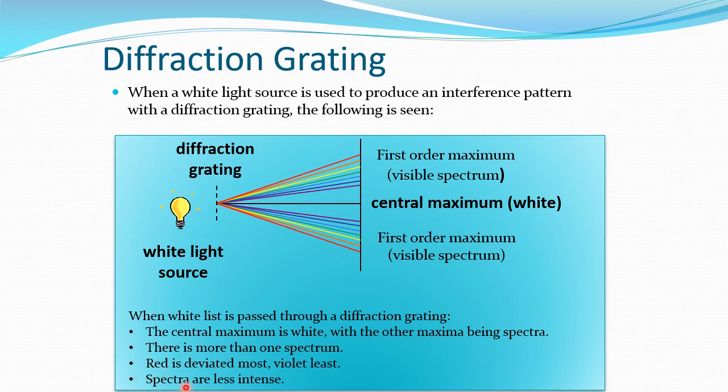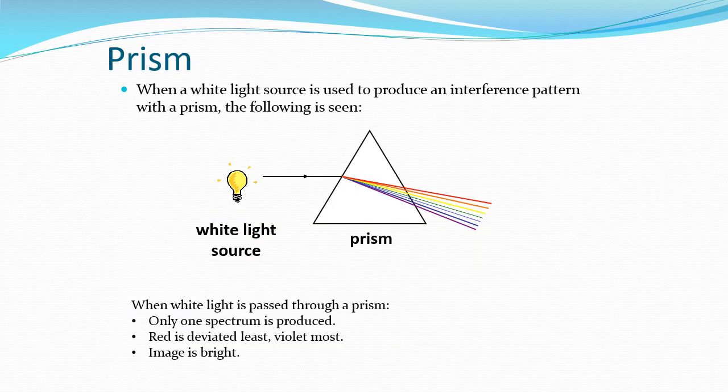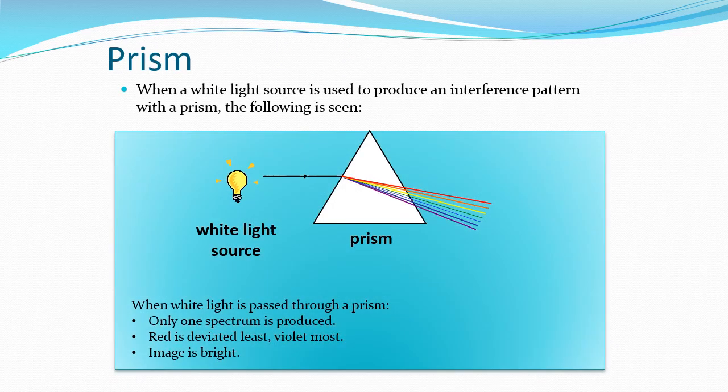And spectra are less intense when using a diffraction grating than they are using a prism. Using a prism, only one spectrum is produced, so different from using a diffraction grating. Red is deviated the least, then violet is deviated the most, and the image is bright. So those are just some differences between using a diffraction grating and using a prism.